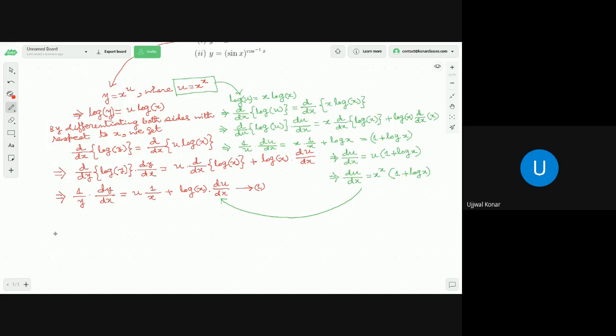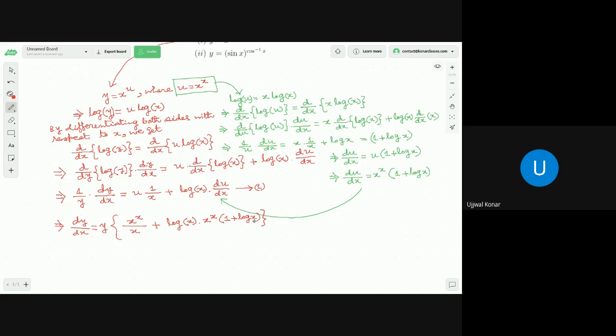Let me come back to the same red color. This implies, you see, dy/dx is equal to y, correct or not? An entire thing will get multiplied. u by x. u is what? x to the power x by x plus log x into du/dx. du/dx is what? x power x into 1 plus log x. We are almost nearing to the solution.